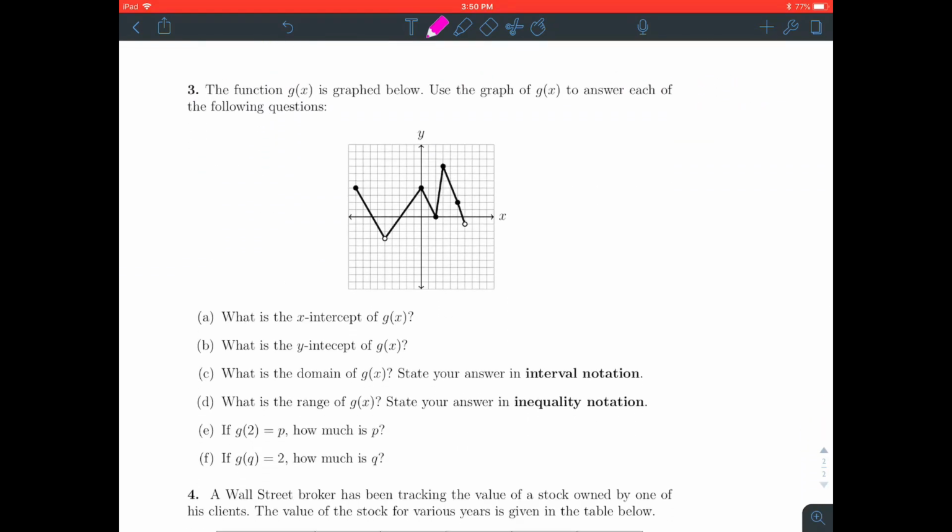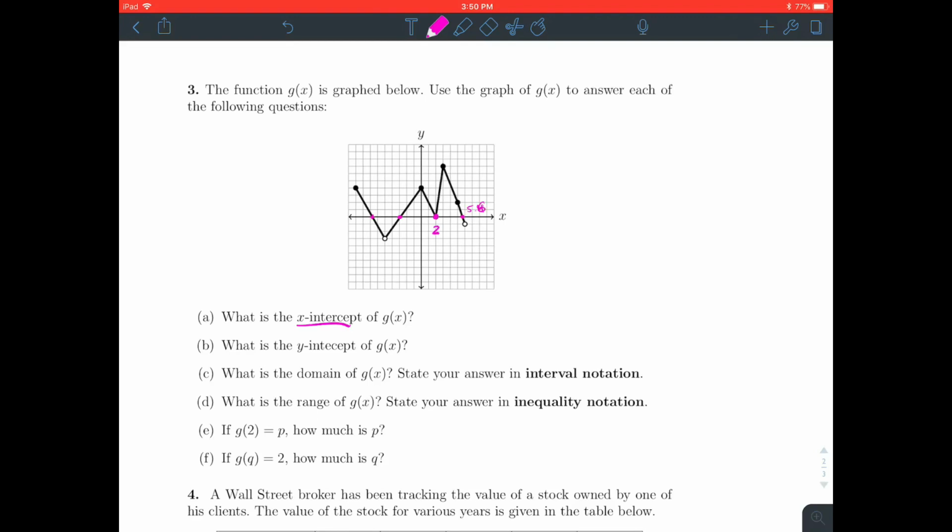The function g of x is graphed below. Use the graph of g of x to answer each of the following questions. What is the x-intercept? And actually, this one has many x-intercepts. So the x-intercepts are where it hits the x-axis. So the ones that are easy are probably the non-decimal ones. So definitely 2 is probably the easiest. But I'll go for completion here and do all of them.